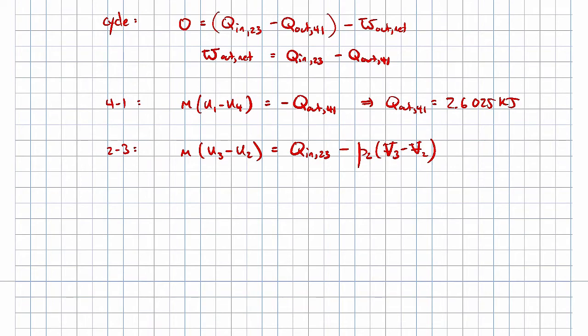Okay. Now we can rearrange things here to solve for Q in 2 to 3. So let me just combine some things together. This will be U3 plus P2. Remember that P2 and P3 are the same, so I'm going to just write it as P3 times the specific volume at 3.